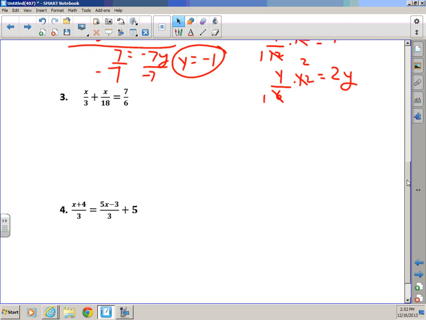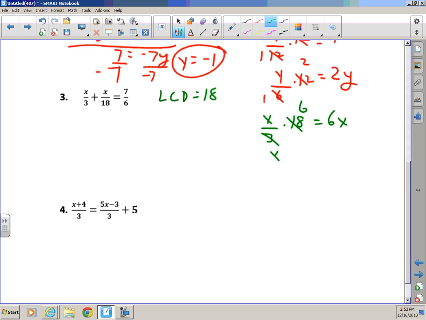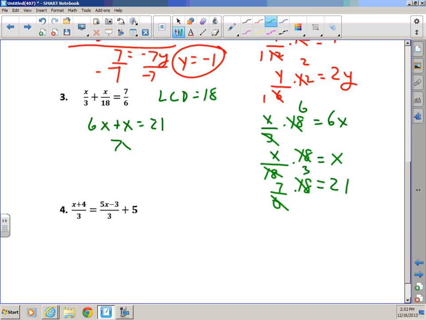Continuing with the next two. My LCD is 18. I get 6x. I get an x. And I get 21. Very simple. 6x plus x equals 21. And you can see how much easier this is an equation to solve.